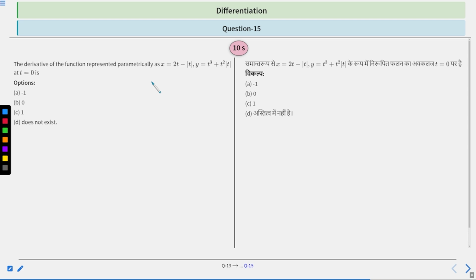One thing you can think is that it is mod t. So when t is greater than 0, x will be 2t minus t, which is t, and y will be t cube plus t cube, that is 2t cube. And when t is less than 0, x will be equal to 3t and y will be equal to 0. Clear? So that's how you can approach this question. So you have 10 seconds to solve this question. After 10 seconds, we will discuss the solution.